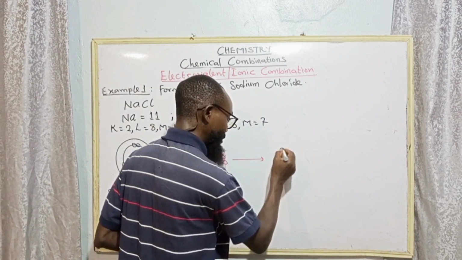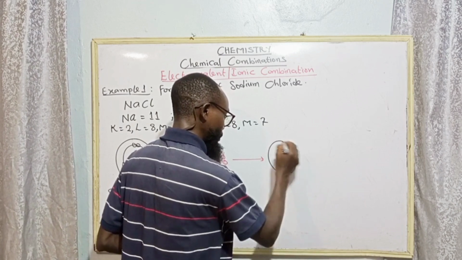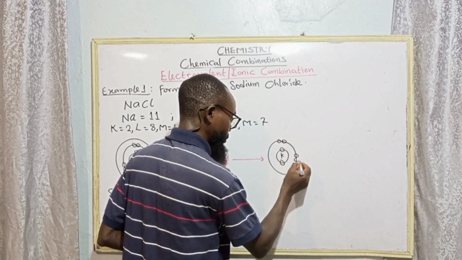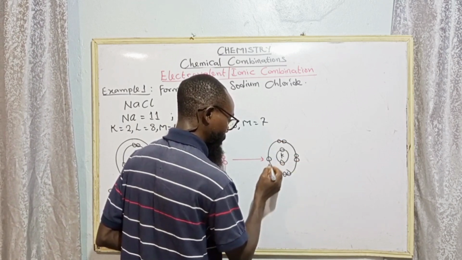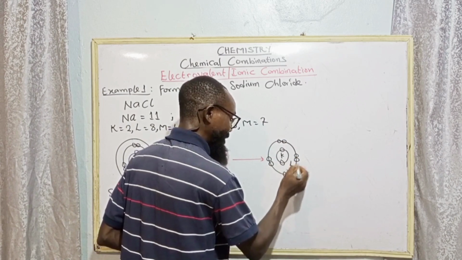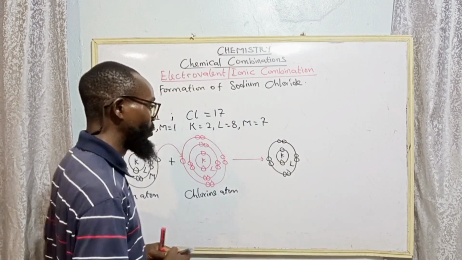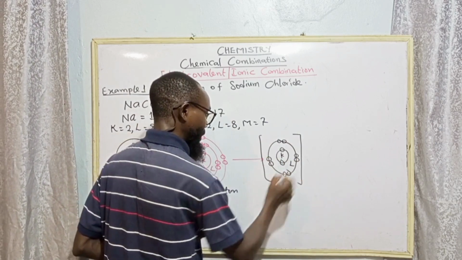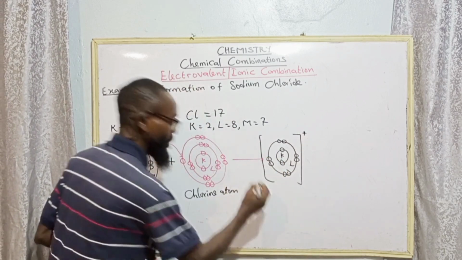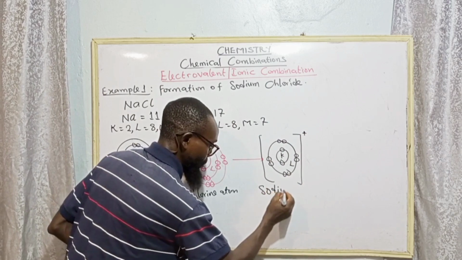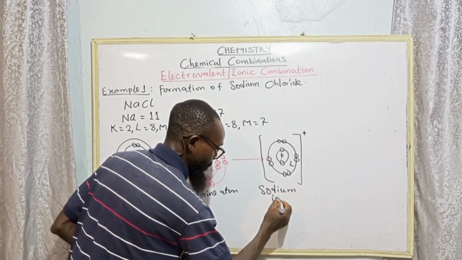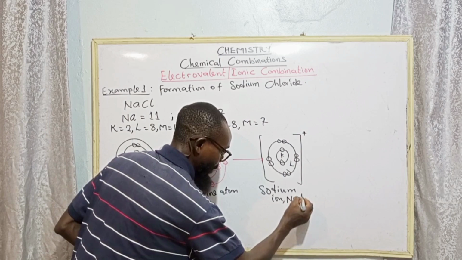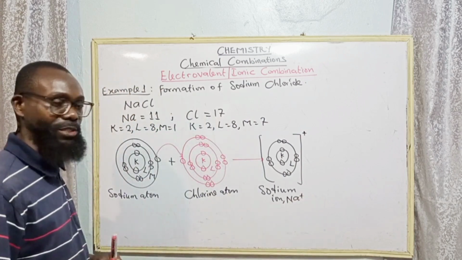The K shell and the L shell. So this one now is going to be having a positive charge. So this is called sodium ion, that is Na plus, carrying positive charge.